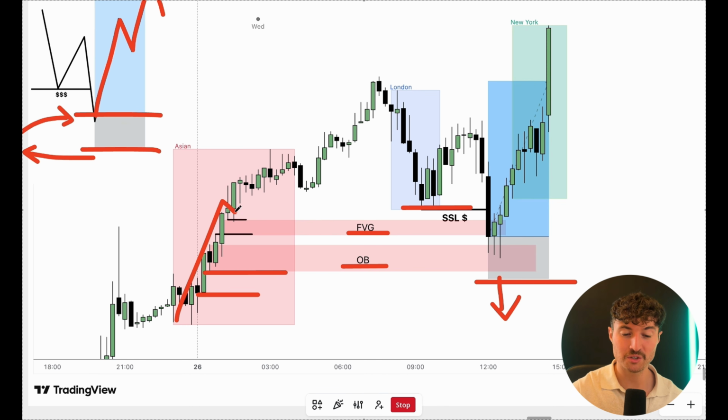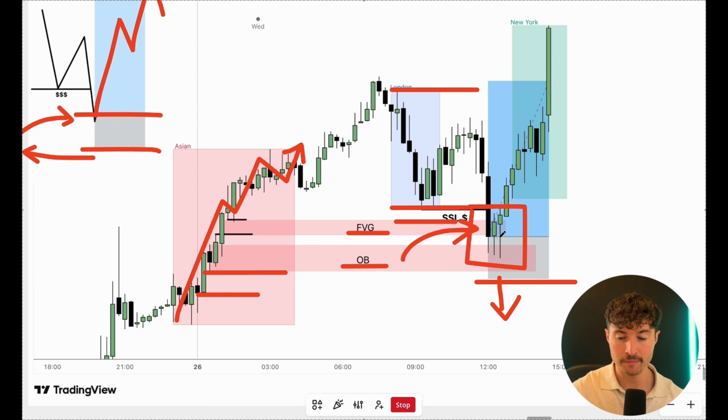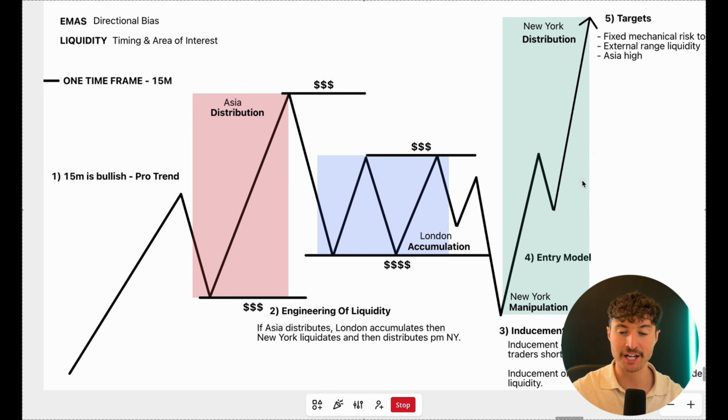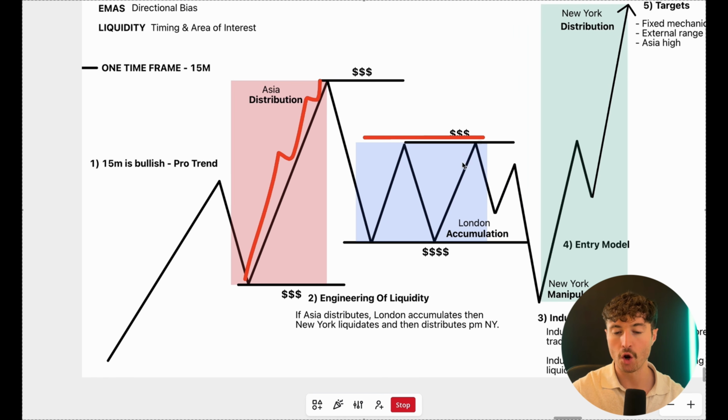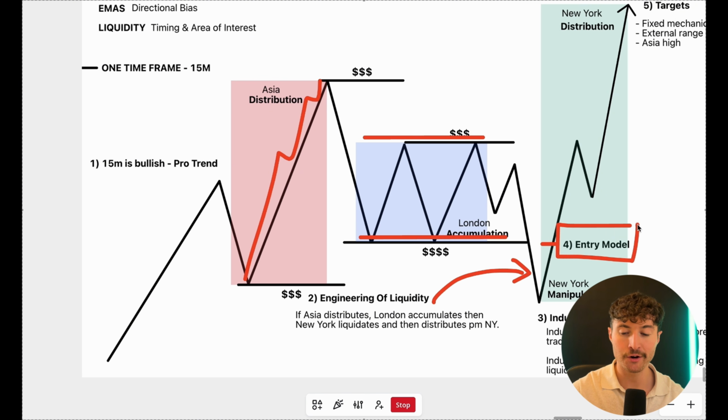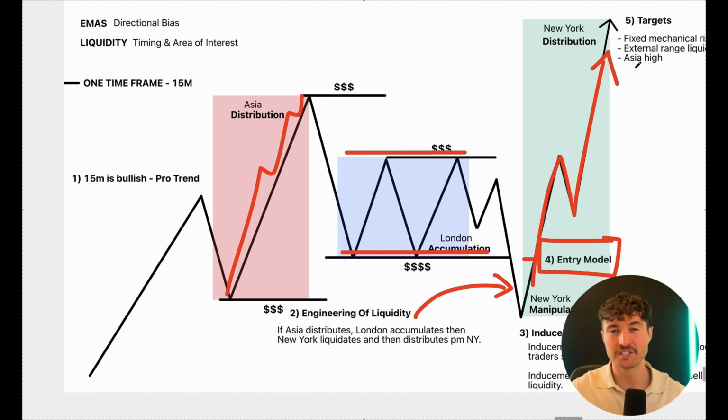So right here, notice back to what we talked about, Asia distributed in price. Therefore, we can expect London to accumulate. We can then expect the New York to manipulate below, take out that sell side liquidity. Institutions can get positioned in here effectively without affecting market price. They can get filled, and then we can look at targeting higher. So this is the exact entry schematic right here. Asia distributed, London accumulated, the manipulation occurred during the pre-New York session. We then position via a mechanical entry model, and then we look at targeting higher prices. So notice how everything's starting to piece together here.